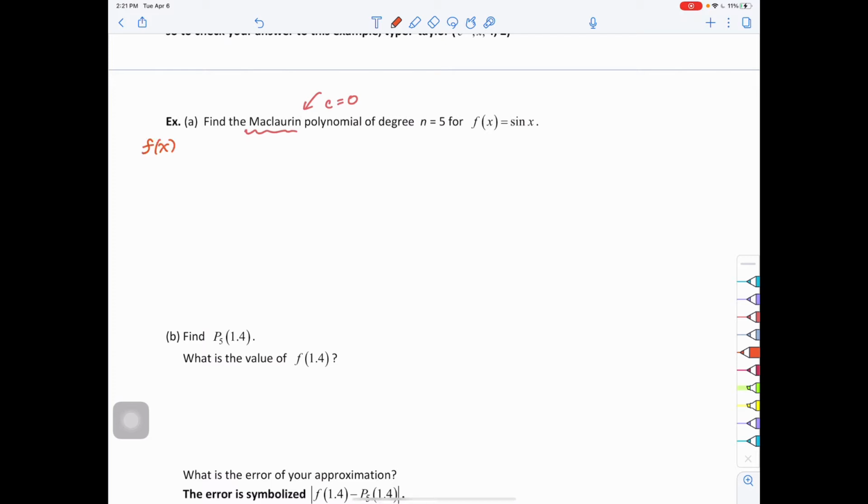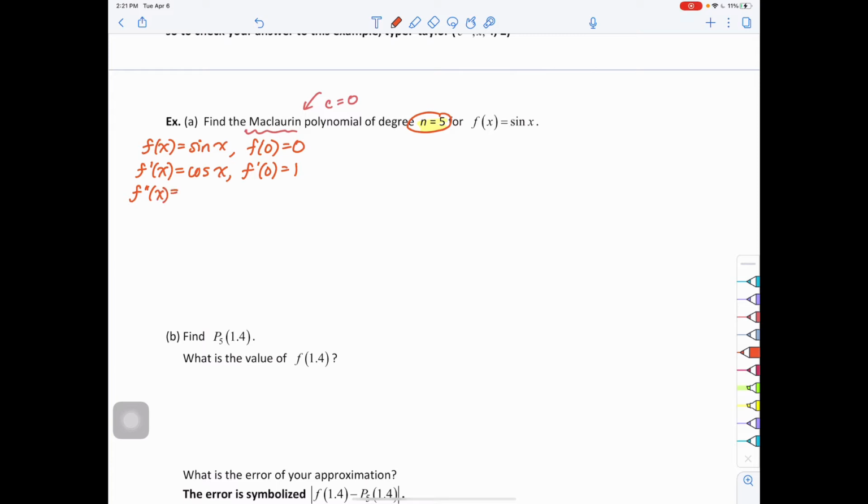So we have f of x equals the sine of x, and f of 0 is 0. The sine of 0 is 0. The first derivative is the cosine of x, and f prime of 0 is 1. And we need a degree 5. So we will go all the way to the fifth derivative.